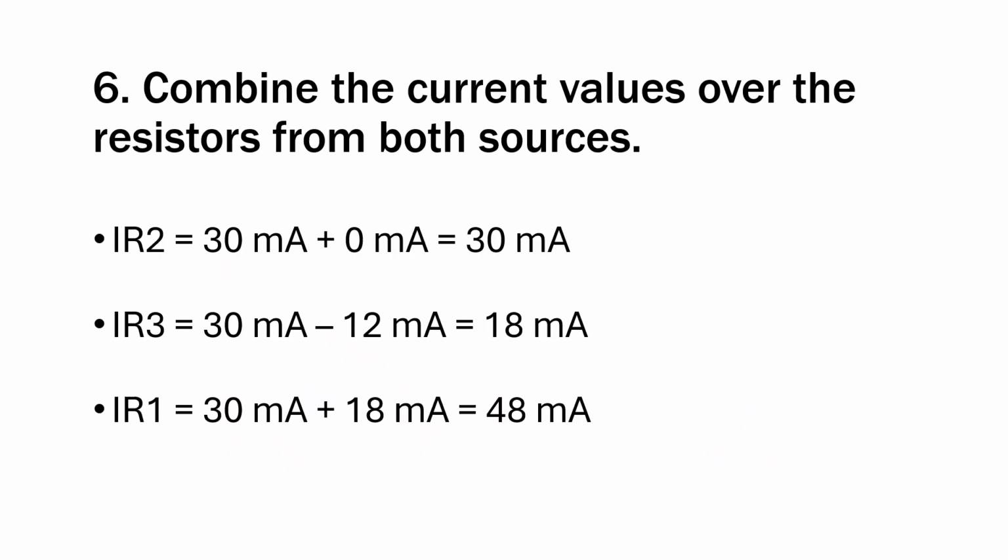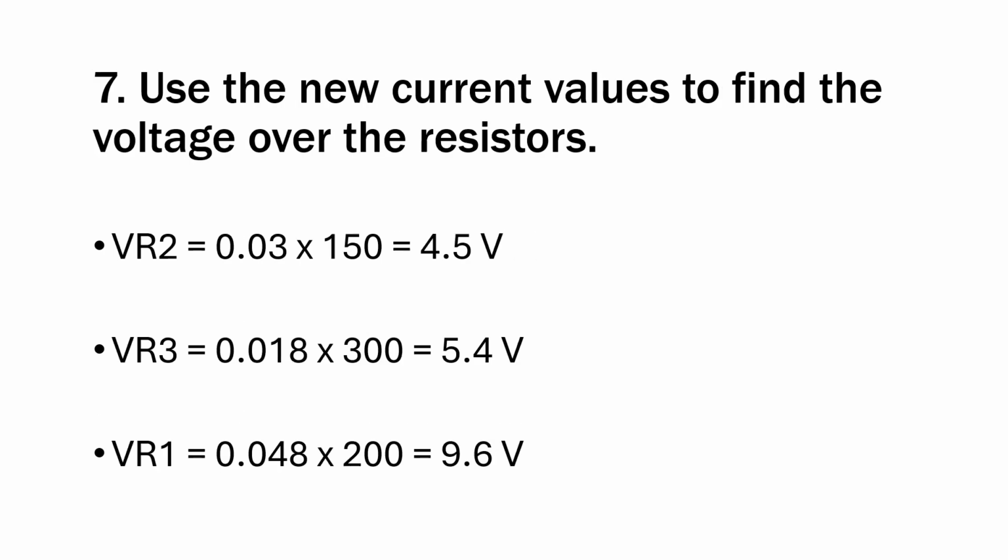The sixth step is to combine the current values over the resistors from both sources. You can see that for the current over R3, the values are subtracted. This is due to the direction of the currents. Finally, you can use these currents to find the voltage over each resistor simply using Ohm's law.